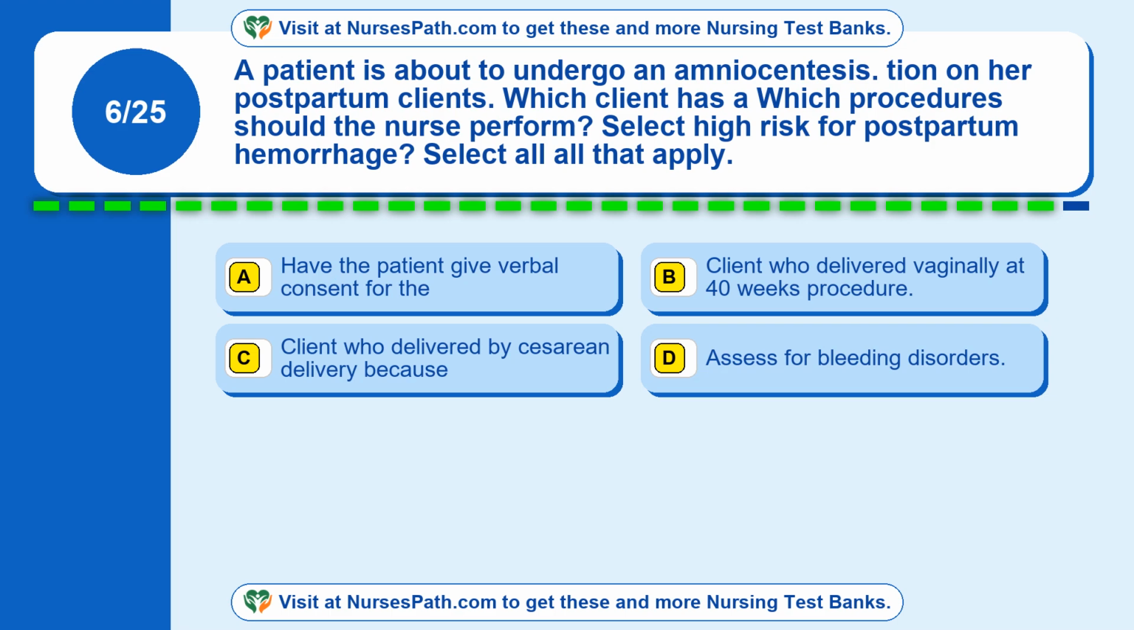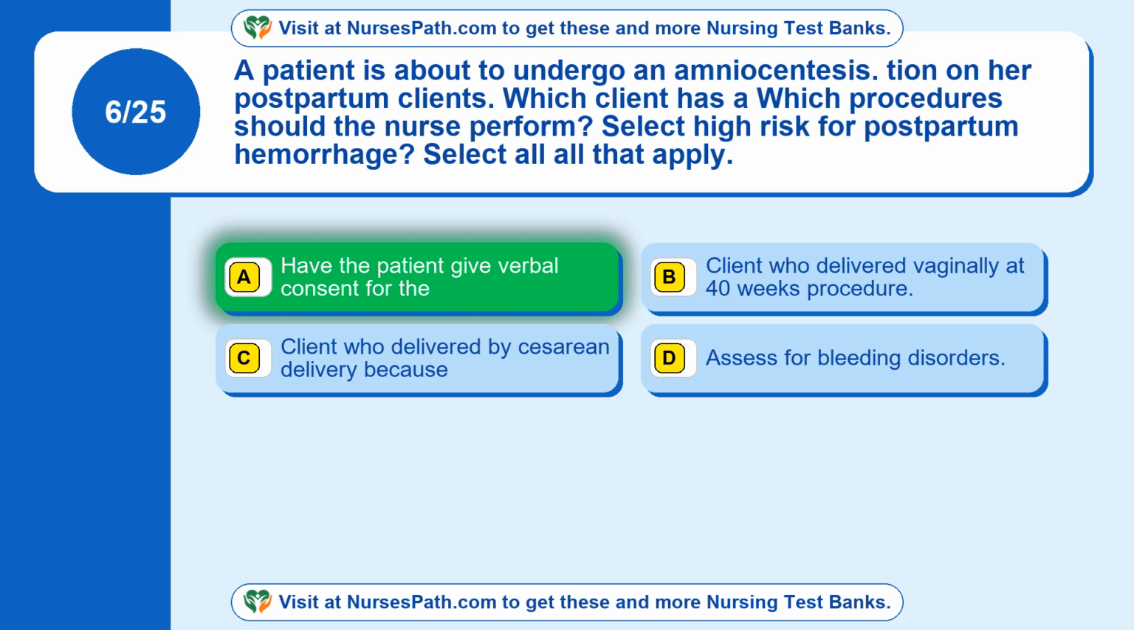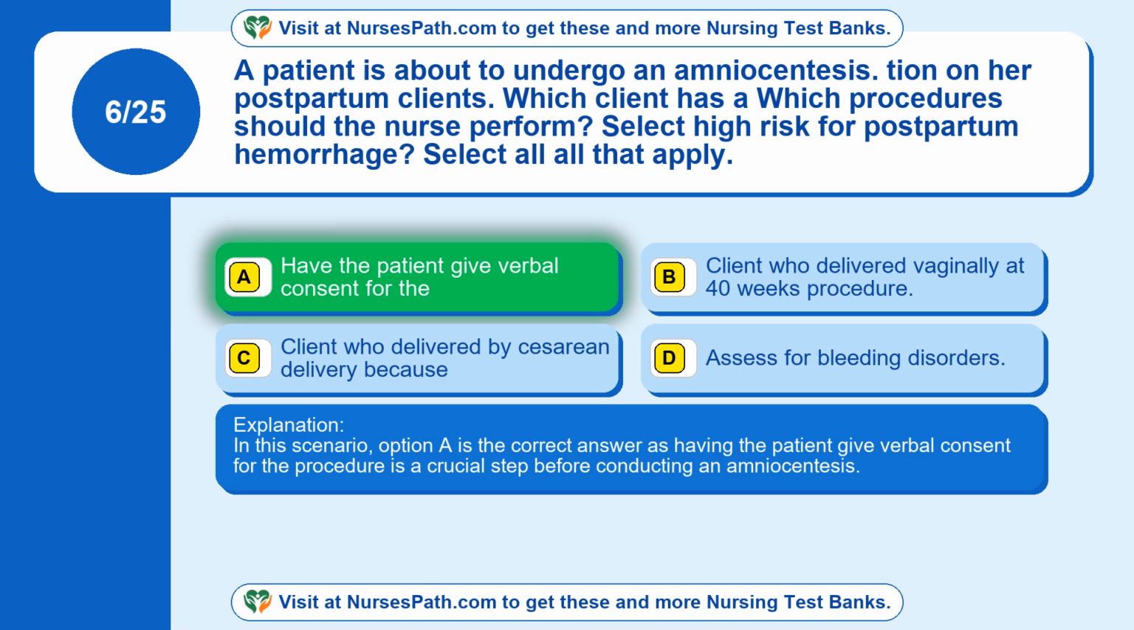Question 6. A patient is about to undergo an amniocentesis. Which procedures should the nurse perform? Select all that apply. Option A. Have the patient give verbal consent for the procedure. Option D. Assess for bleeding disorders. The correct answer is option A. Have the patient give verbal consent for the procedure. In this scenario, option A is the correct answer as having the patient give verbal consent for the procedure is a crucial step before conducting an amniocentesis.